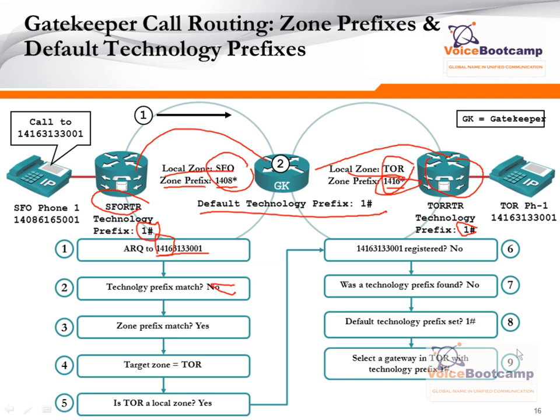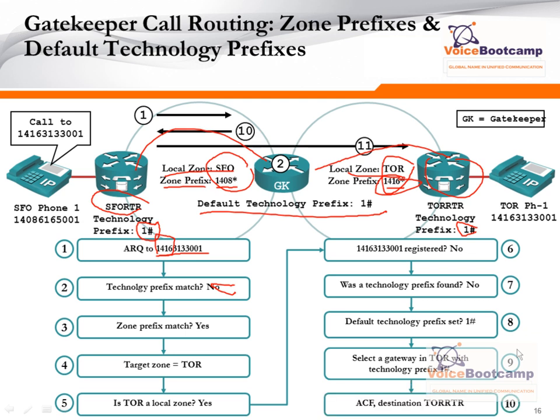One of the most important parts of the gatekeeper is that when two gateways register to the gatekeeper with the same technology prefix, the gatekeeper will use the zone prefix to decide the direction of the call. So the call is finally established and it goes through.